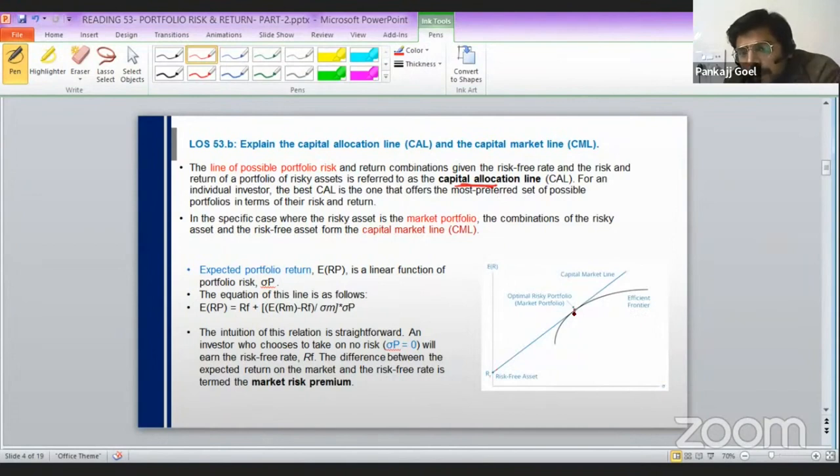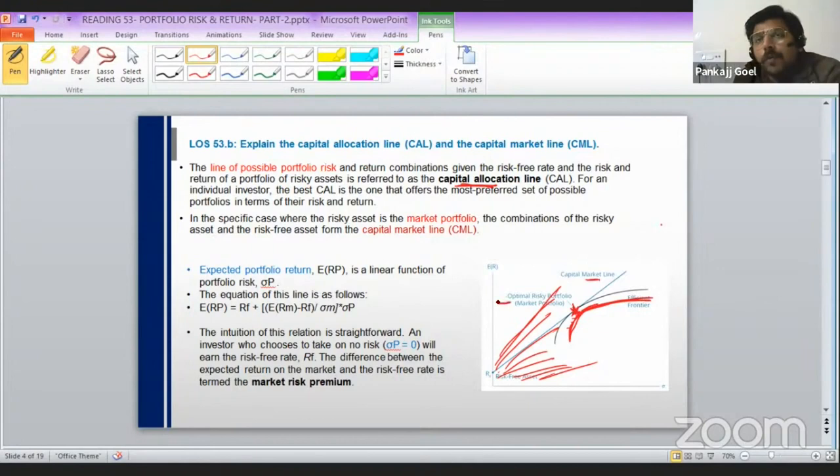The particular point where this capital market line is tangent to the efficient frontier. See, we created the efficient frontier by combining different risky assets. And once we have the different combinations, if we combine them with the risk-free asset, I get different lines like this. The line which is tangent to this efficient frontier, the point where it is tangent, we call the optimal risky portfolio.